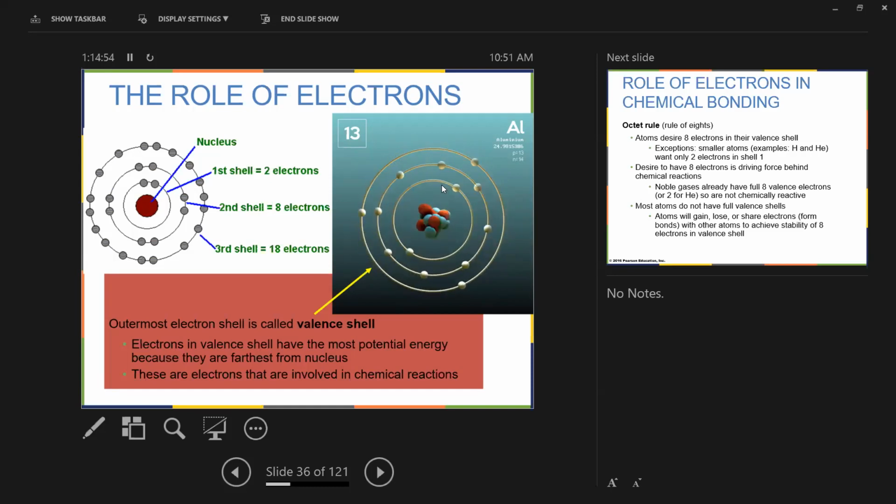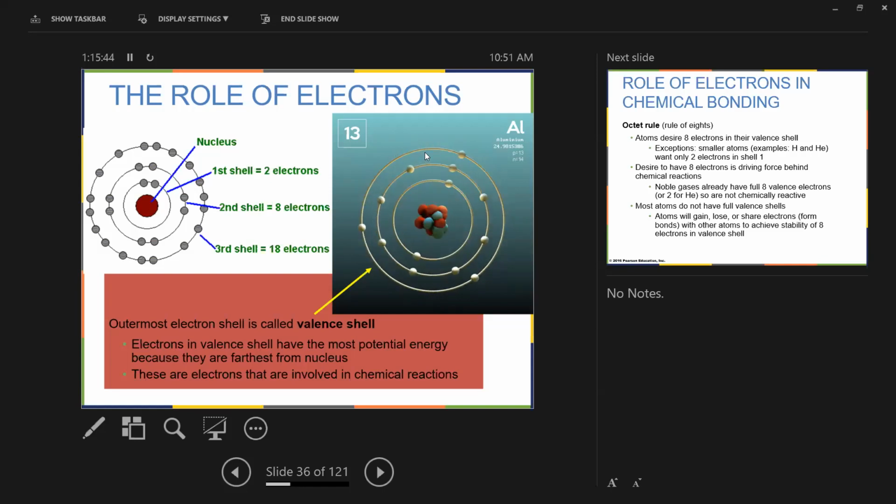Now, these electrons in this very first shell are using a lot of kinetic energy to avoid being sucked into the nucleus. The second shell is using less kinetic energy. That means it has more potential energy to do stuff. And this third shell out here, which we call the valence shell, has even more potential energy. It has to use less energy to avoid being sucked into the nucleus than the other two combined. So the further away you are from the nucleus, the less energy you have to spend to avoid being sucked into the center of the atom. So you have potential energy to do something.